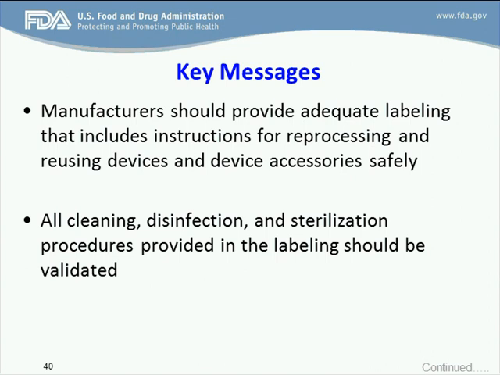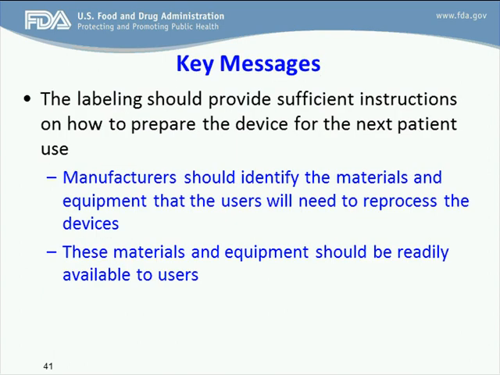The key messages of the guidance document are that manufacturers should provide adequate labeling that includes instructions for reprocessing and reusing devices and device accessories safely. All cleaning, disinfection, and sterilization procedures provided in the labeling should be validated. Finally, the labeling should provide sufficient instructions on how to prepare the device for the next patient use. Manufacturers should identify the materials and equipment that the users will need to reprocess the devices, and these materials and equipment should be readily available to users.